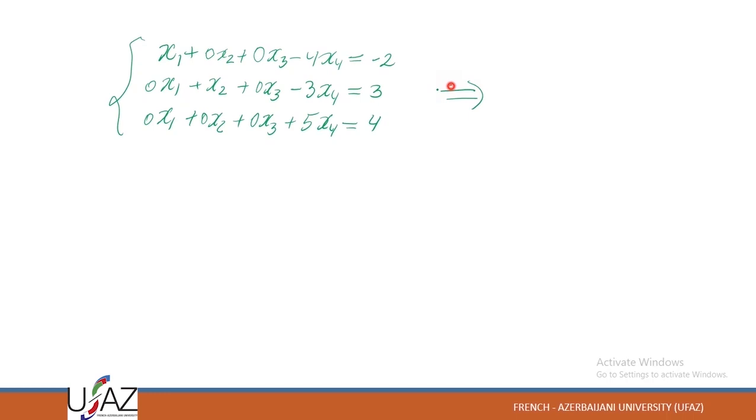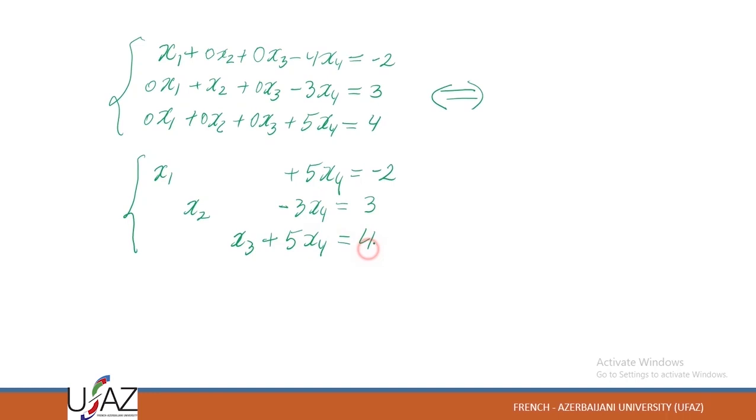Or this system: x1 minus 4x4 is minus 2, x2 minus 3x4 is 3, x3 plus 5x4 is 4. This linear system will be our result. It's the reduced row echelon form of S. We know that this system is equivalent to the system of S. Because of this, the solution set of this system will be the solution set of S.